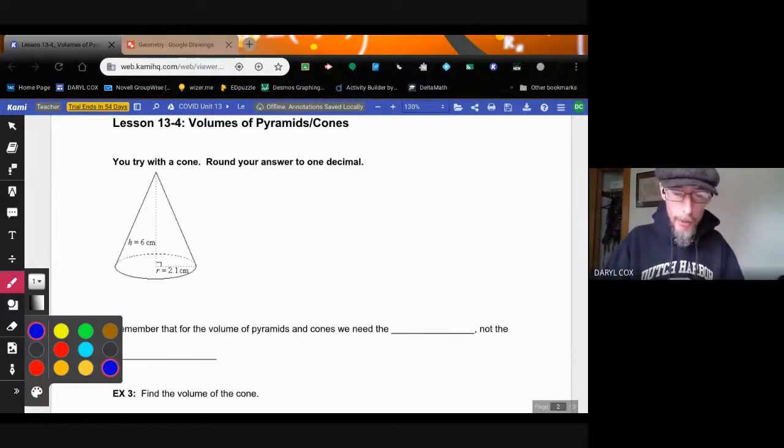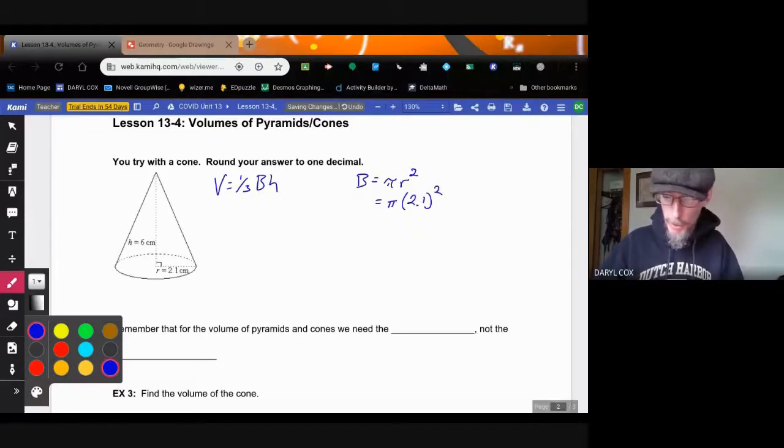Okay. Here we have a cone. So immediately, if I'm looking for the volume of the cone, volume is 1/3 area of the base times the height. But how do I find the area of the base? Well, it's a circle. Pi r squared. So there's my pi. My radius is 2.1. I'm going to square that. I'm going to go to my calculator for that one.